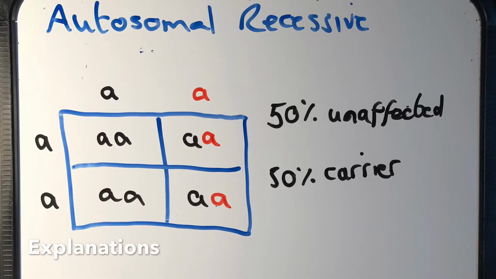Moving on to an autosomal recessive inheritance pattern, where one parent carries the affected gene, there's a 50% chance of a child being unaffected and a 50% chance of any offspring being a carrier of the affected gene.